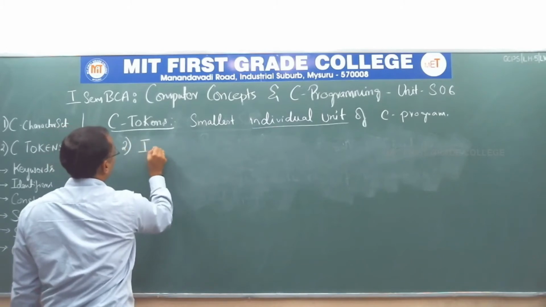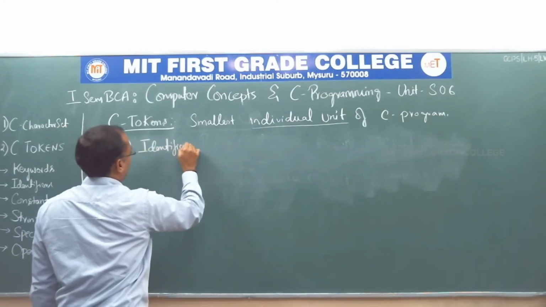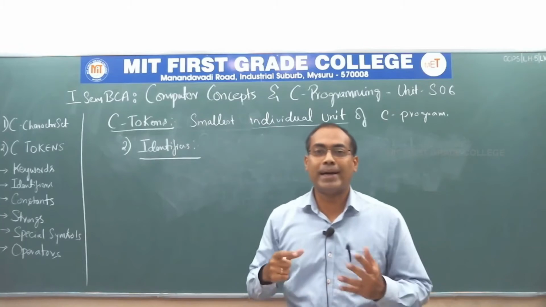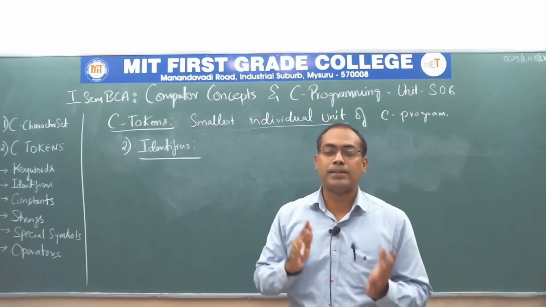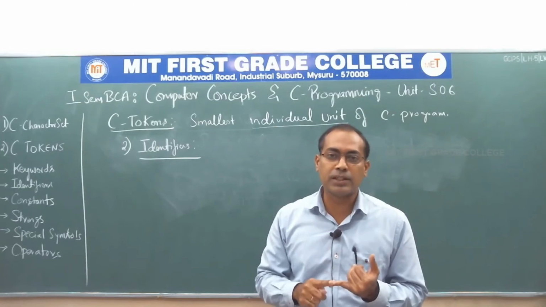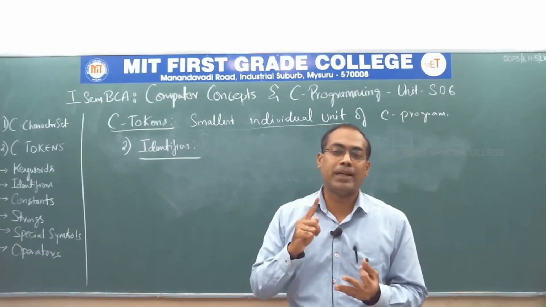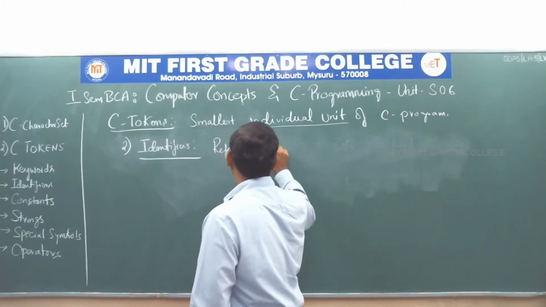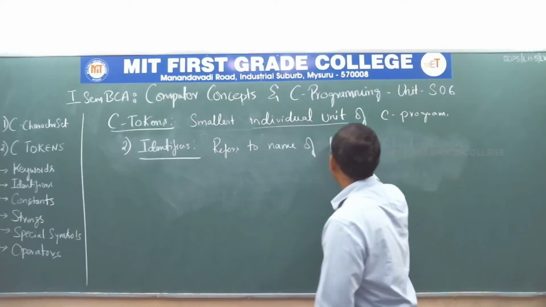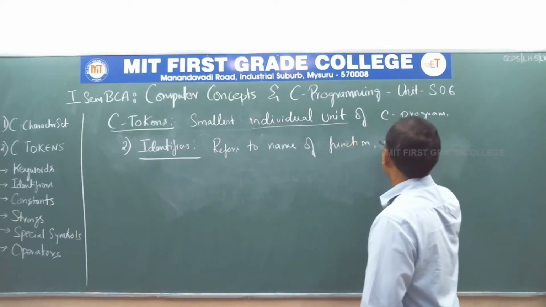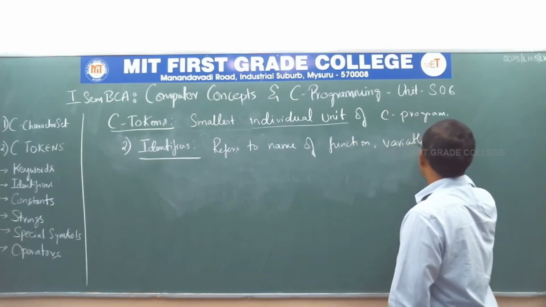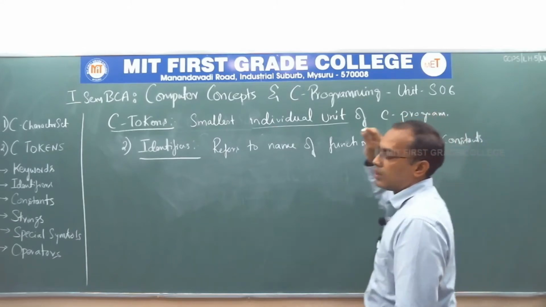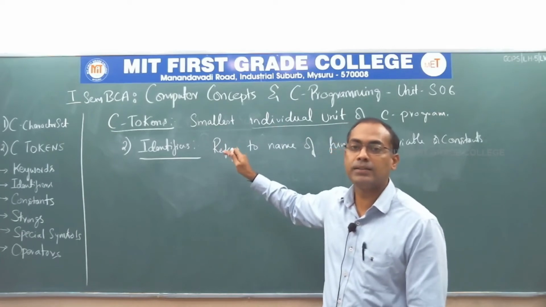That is identifiers. Identifier means some words which are used to identify something. What is that something? It can be the name of a function, the name of a variable, and the name of a constant. So identifier refers to the name of a function, variable, or constants. Which means identifier is user defined.